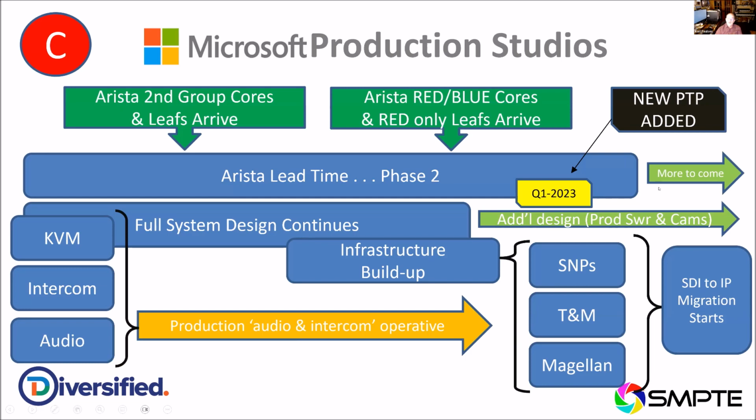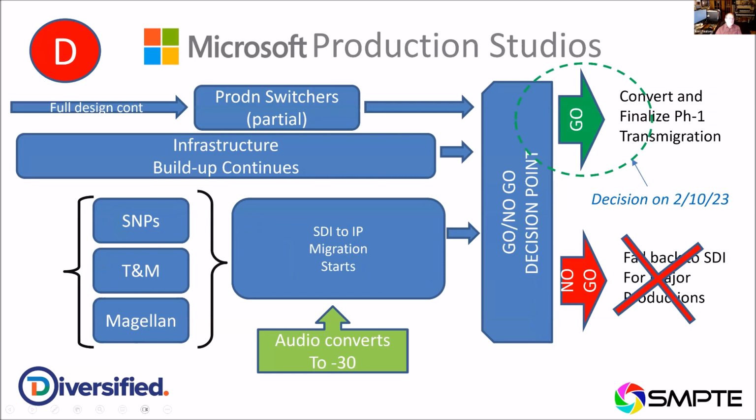So at this point, the beginning of this year, we still do not have an operational functional system. Full design continued, production switchers and partial consideration were brought in. The infrastructure build keeps coming up here again. These are the major gateways and other components here. The migration started. And as we built the SDI to IP 2110 migration, we also had to do the audio conversion to -30.